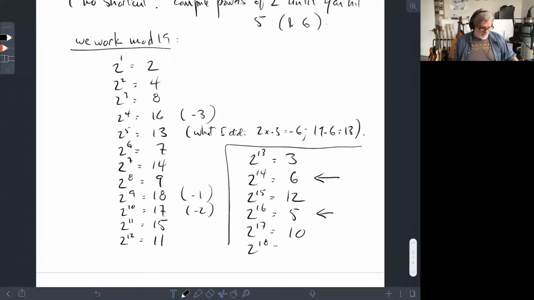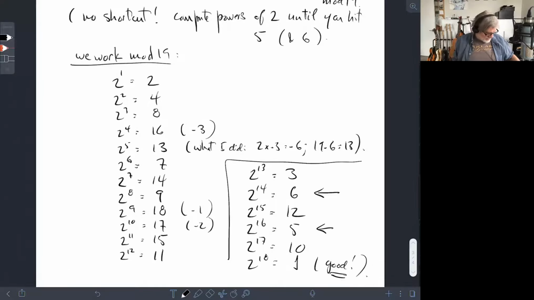2 power 18. And now at this point, you double check that you've done everything right, because if you've done everything right, 2 to the power 18, by Fermat's little theorem, this is 2 to the p minus 1, it should give you 1. So what is this? This is 20, right? And 20 mod 19 is 1. This is good, as expected. If you don't get 1 here, it means you messed up somewhere.